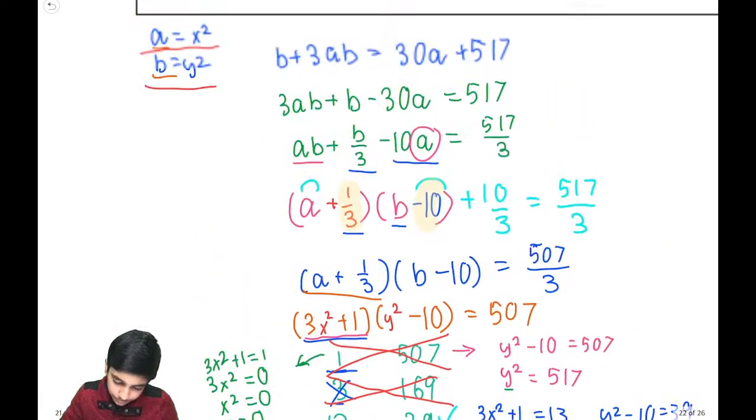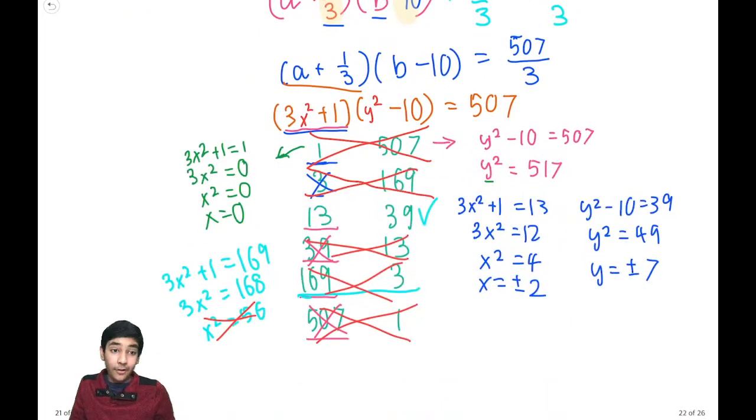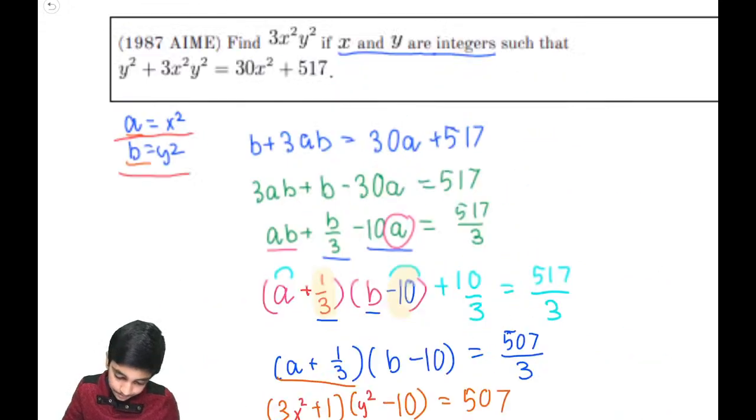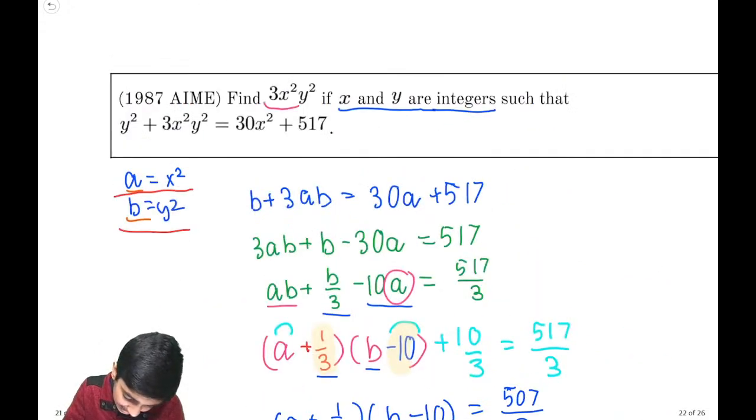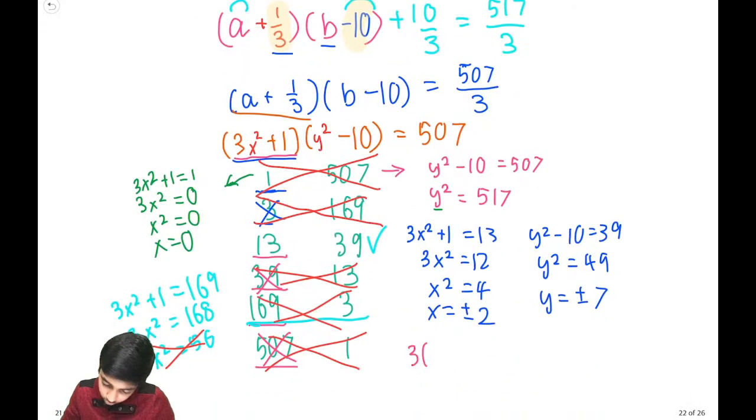But then what about plus or minus? We don't know the exact values of x and y. But we don't need to know the exact values of x and y. We just have to find 3x squared y squared. So then it's just going to be 3 times plus or minus 2 squared, which is 4, times 49.